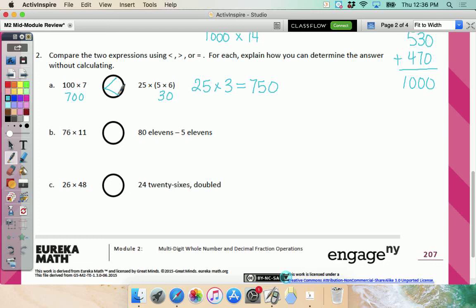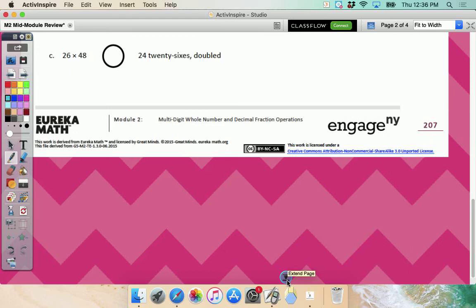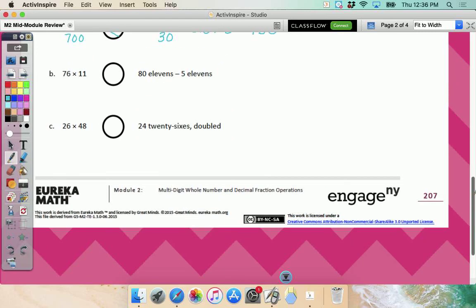750. Now this next one, look at it carefully. Oh, 11s is the most important word here. Yeah. 11s. So I'm going to call this 76 11s. How did I know that 11s was an important word? It's right there, isn't it?